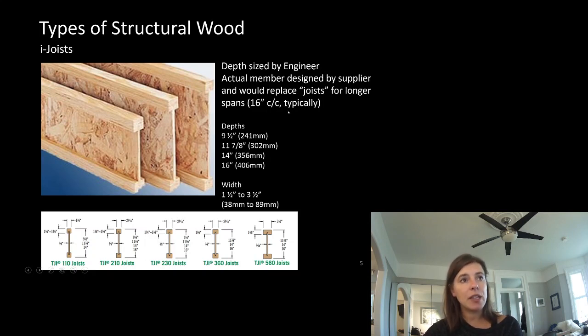Again, typically at 16 inches on center, but this might be where we want to do conventional framing, but our spans are a little bit too long, or we have a few spots that don't work. We might bring in I-joists. You can see here, this is one supplier's chart down here. The depths are slightly different than your 2 by material. So instead of 9 1/4 inches, it's 9.5 inches. Instead of 11 1/4 inches, it's 11 7/8 inches. And then once we get into the larger sizes, it's actually 14 and actually 16 inches.